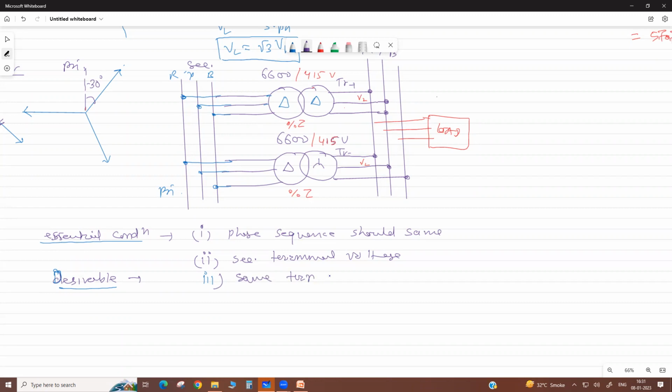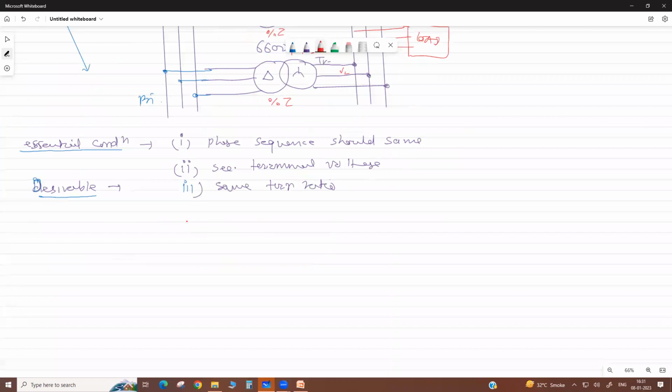Turn ratio. Same. Okay. Other, please. So this fourth also, they have the same vector group. This is known as a vector group. What is a vector group? Same vector group means same configuration, same connection. Okay, these are the essential ones.